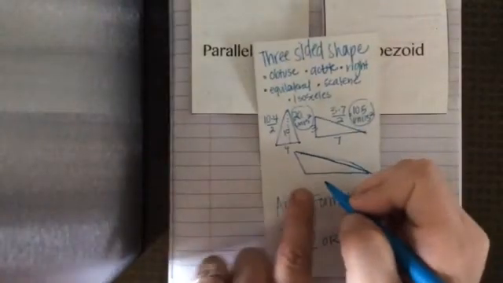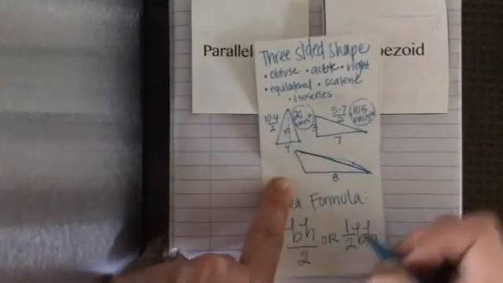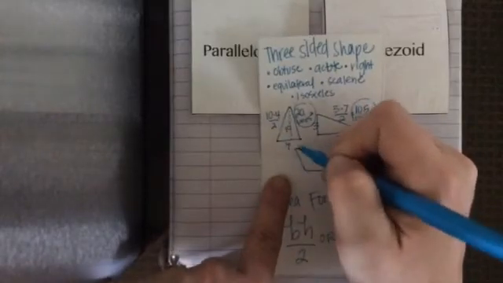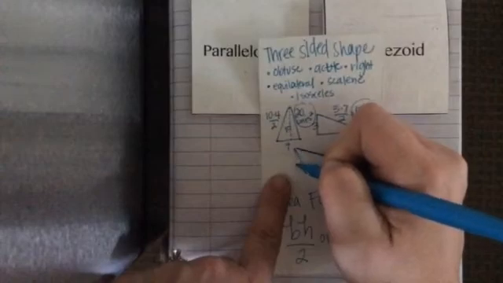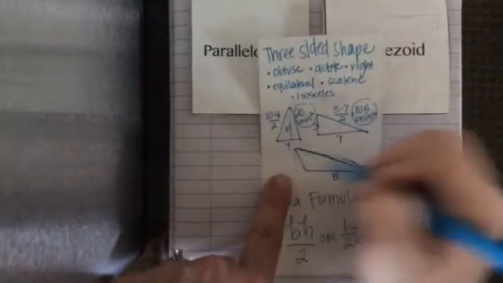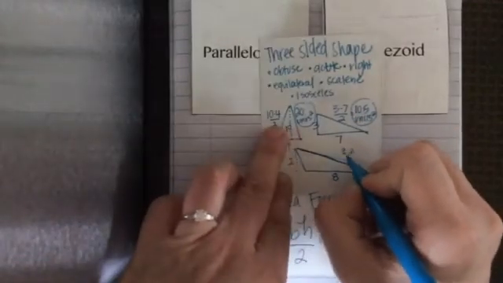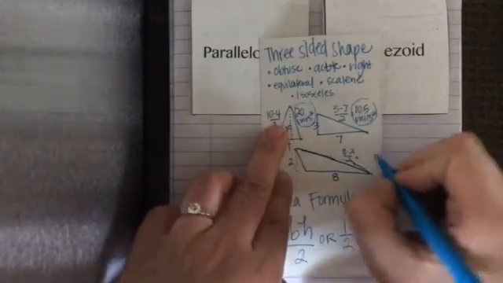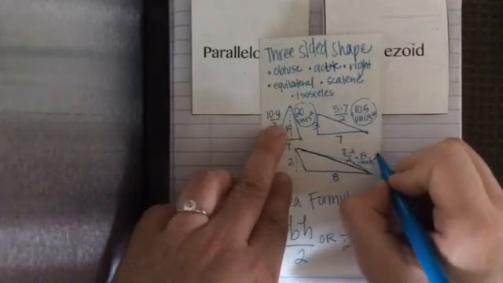This one's a little harder because this is 8. My height is not this side, right? That's at a diagonal. My height has to be straight up and down. And I have to kind of do it out to the side. So my height here, let's say, is 2. So this guy would be 8 times 2 divided by 2. 8 times 2 is 16. 16 divided by 2 is 8 units squared.